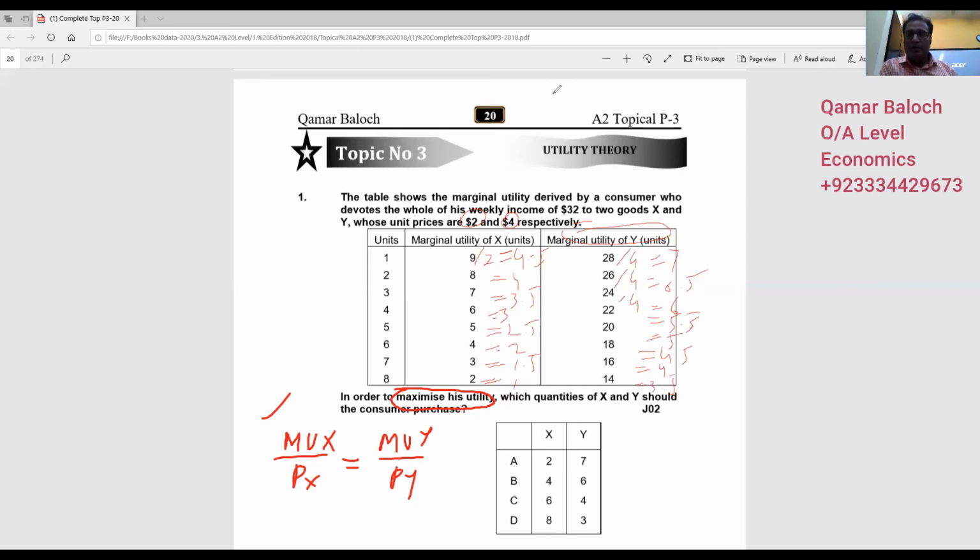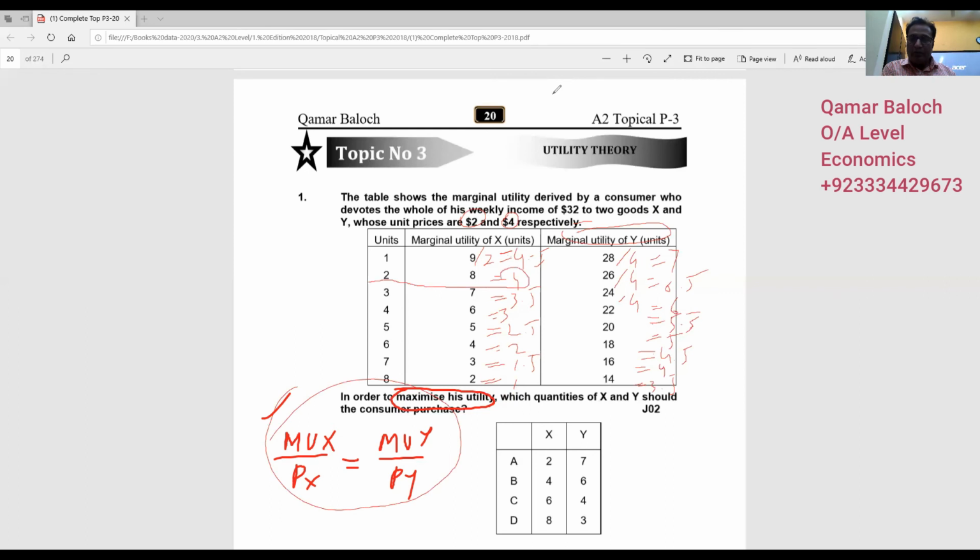So these are different values of marginal utility of X and Y divided by their respective prices. Now we have to satisfy this condition: marginal utility of X divided by price of X is equal to marginal utility of Y divided by price of Y, when we consume 2 units of X good.